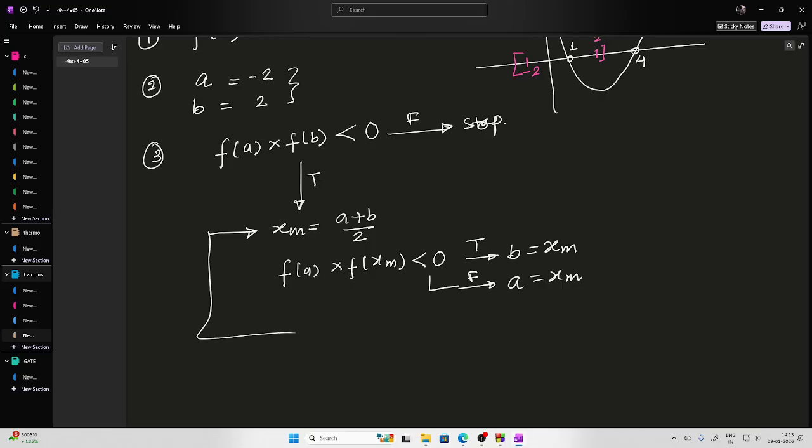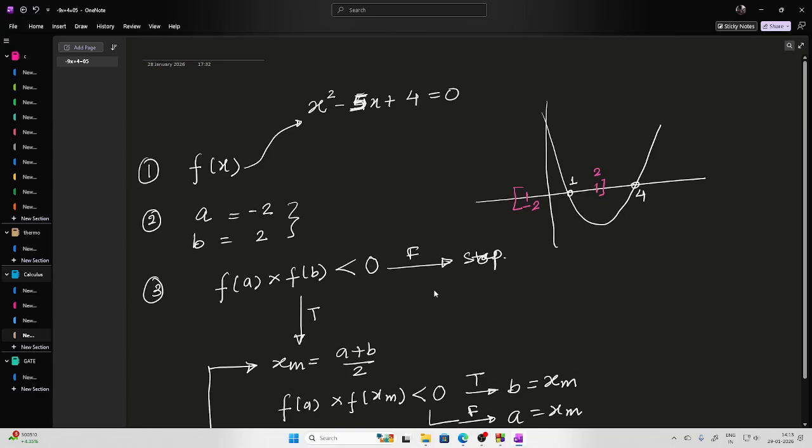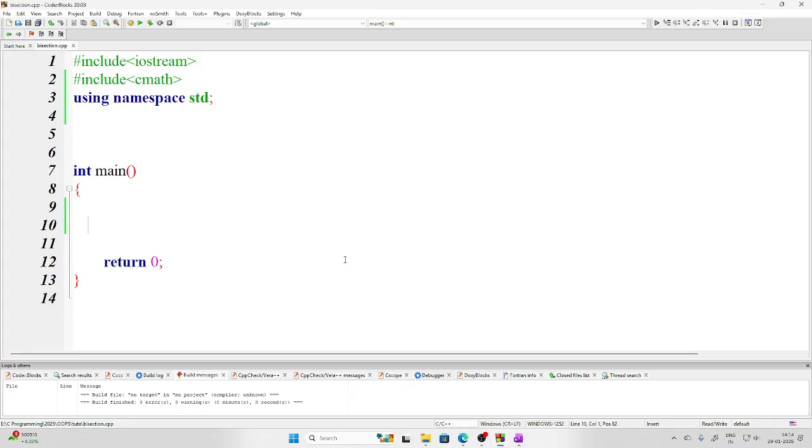Okay, now once this has been done, then you do what? Then you repeat the process. Till what point? Till the absolute value of the function at the mean is less than 10 to the power minus 3. That means you are very close to the root. So for this problem between -2 and 2, you should get 1. And let's say if I take 2 and 5, then you should get 4. So let us write the program first, and then we will take different problems.